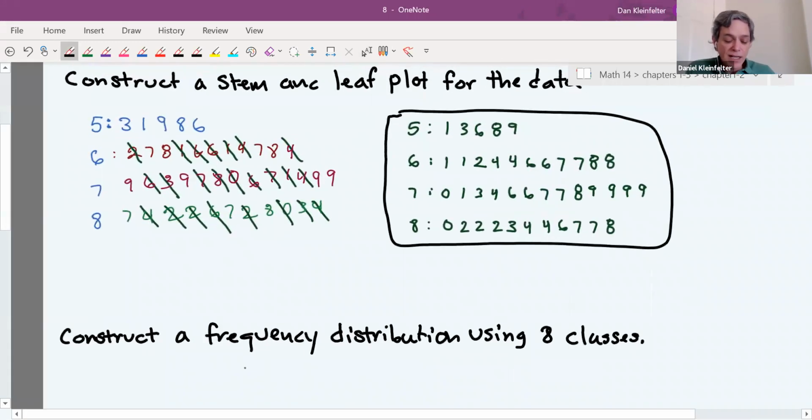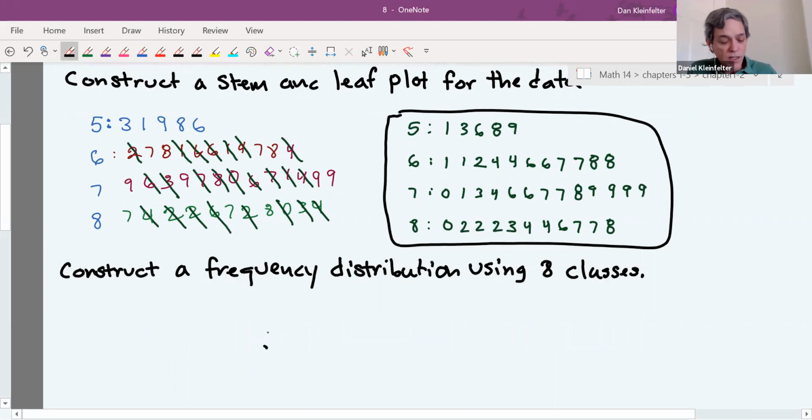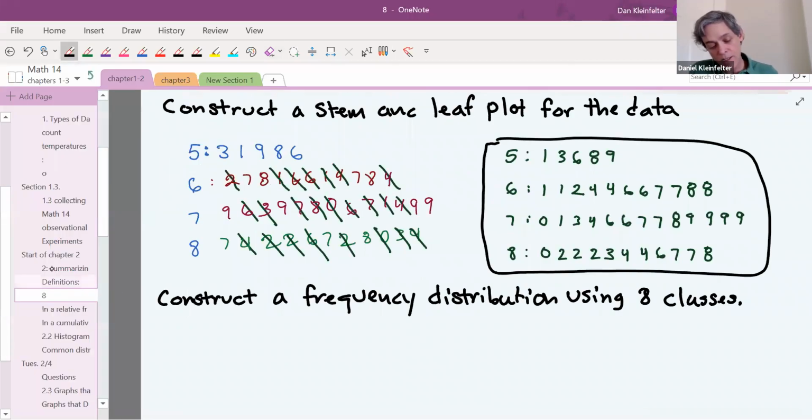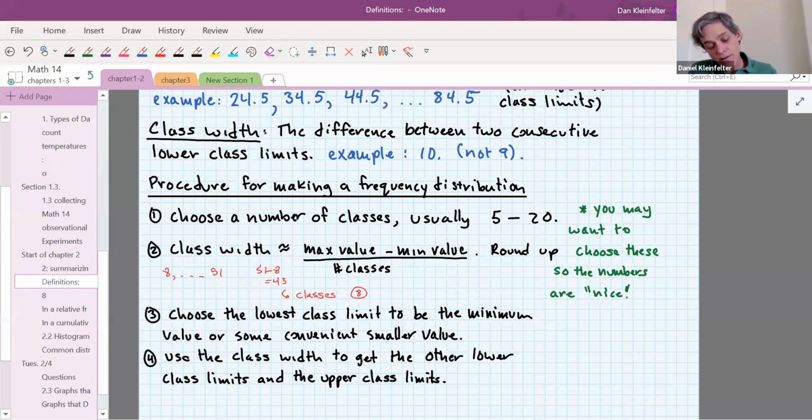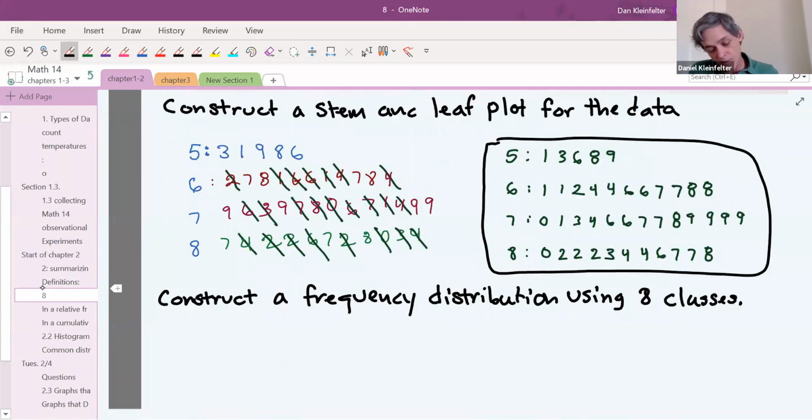What we're going to do next is construct a frequency distribution for this set of data. And we want to use 8 classes for this. So let's see. In order to do that, we should know the class width. So going back to the prior page, the class width is going to be the range, basically, the maximum minus the minimum divided by the number of classes, and then we're going to round up. So let's see how that will work.